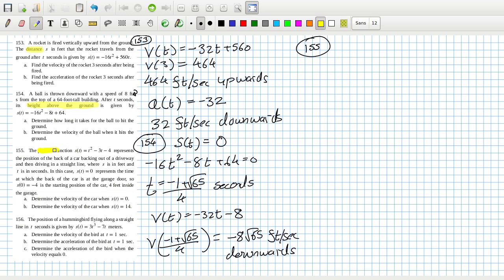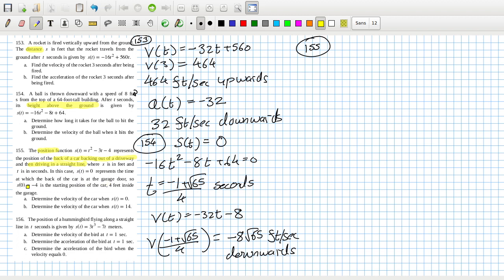The position function represents the position of the back of a car backing out of a driveway and then driving in a straight line, where s is in feet and t is in seconds. In this case, s(t) equals 0 represents the time at which the back of the car is at the garage door.